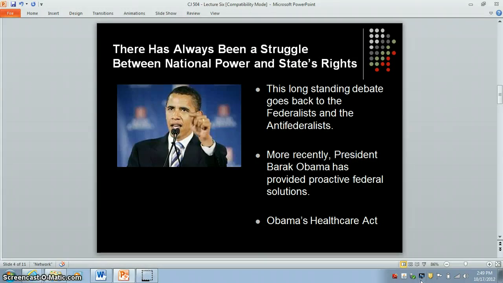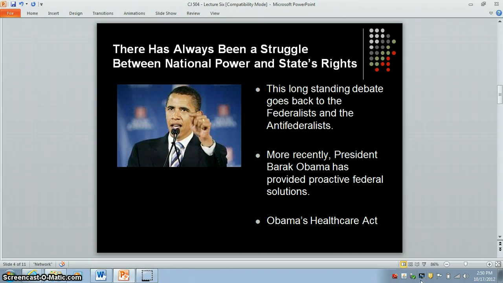Twenty-first century federalism politics are nothing new. In fact, this struggle for power by states' rights goes back to the long-standing political debate that emerged at the nation's founding between Federalists and Antifederalists. Federalists, of course, were nationalists who wanted to have a strong, centralized government. On the other hand, Anti-Federalists were localists who were states' rights advocates.